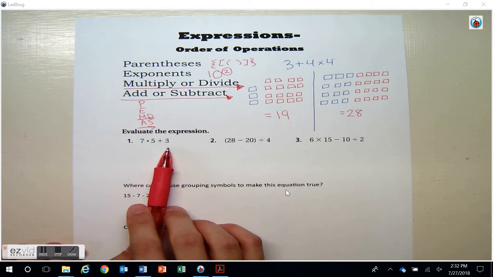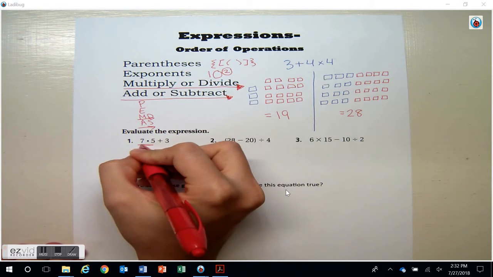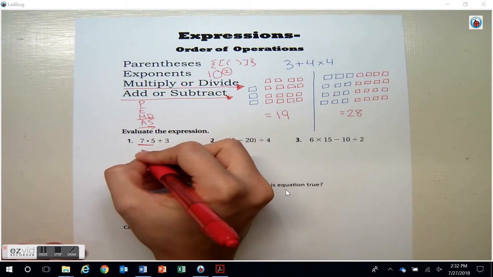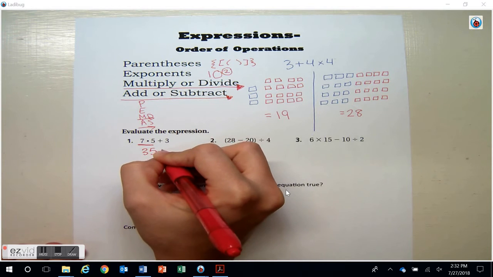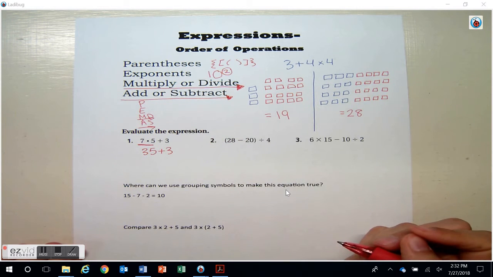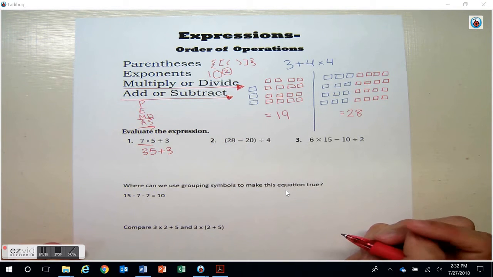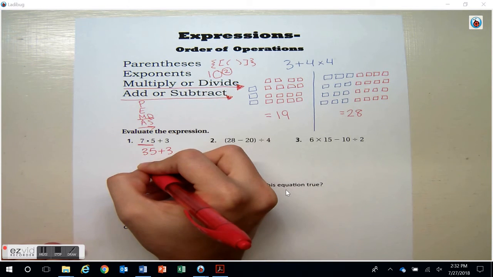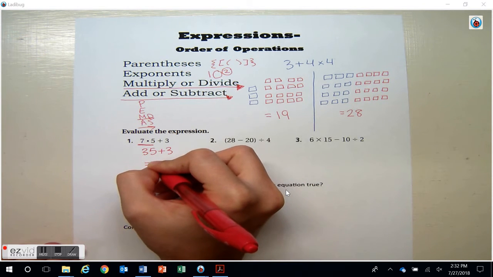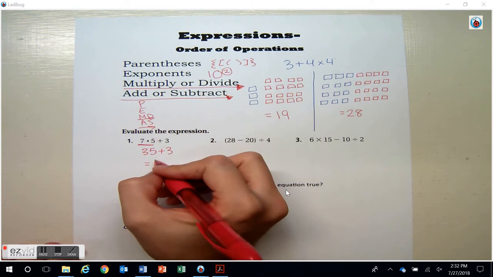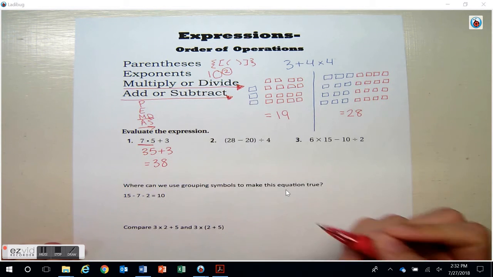Is there multiplication or division? Yes, right here. 7 times 5 gives me that 35. Always rewrite your problem. You never know if you need to go back and check your answer and see where you made a mistake. It also makes the thought process a lot easier. Maybe a little bit more work, but a lot easier to follow. And then 35 plus 3, we can do that addition or subtraction, which we get 38.